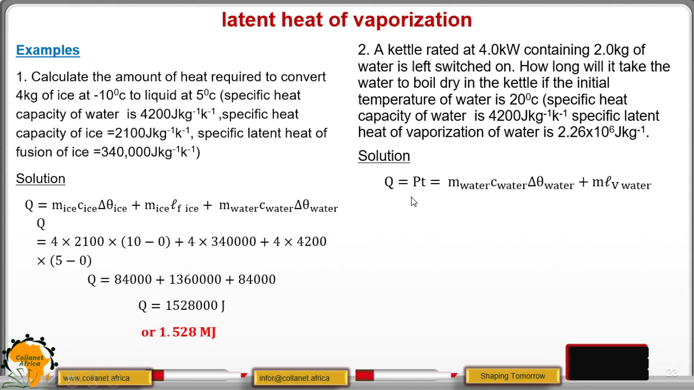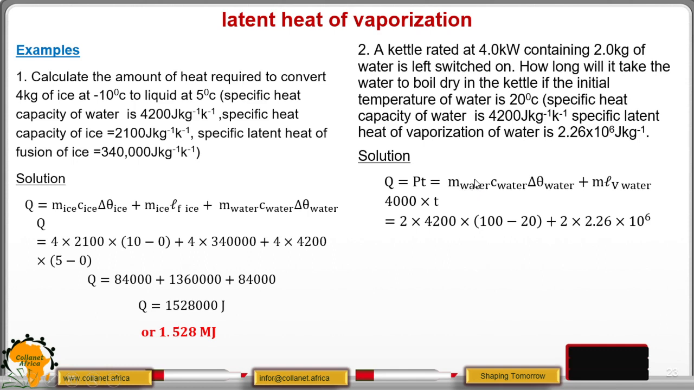We proceed as follows. The heat supplied is given by power times time, and that heat must be equal to the heat gained by the water plus the heat energy required during the process of vaporization. So the power is 4 kilowatt, that is 4 times 10 to the power 3, so it is 4,000 times time. We are not told the time; it is just left switched on. How long will it take? So we are looking for this time, and we insert the other values.